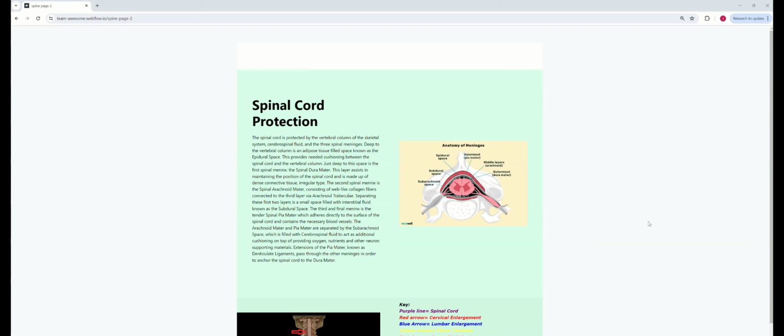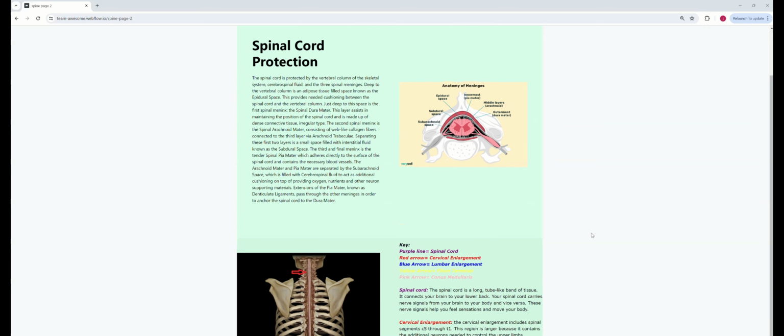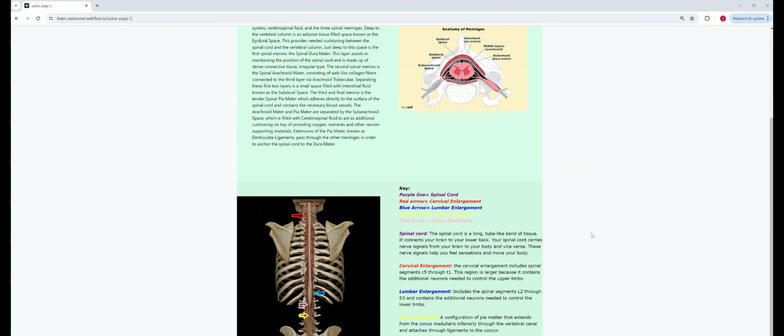The arachnoid mater and pia mater are separated by the subarachnoid space, which is filled with cerebrospinal fluid to act as additional cushioning on top of providing oxygen, nutrients, and other neuron supporting materials. Extensions of the pia mater, known as denticulate ligaments, pass through the other meninges in order to anchor the spinal cord to the dura mater.